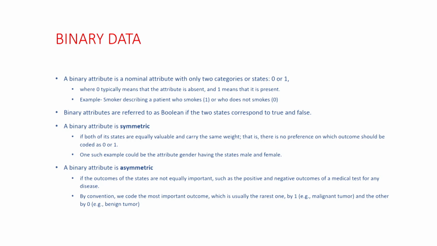So, definitely it will depend on the problem. If you are giving more weightage to male, in that case you will treat gender as an asymmetric attribute, otherwise it is a symmetric attribute. Asymmetric attributes are those where we have two values and one of these values has more weightage. Like if tumors are there, whether benign or malignant, generally we focus on those tumors that are malignant. So, this type of data is called asymmetric data.